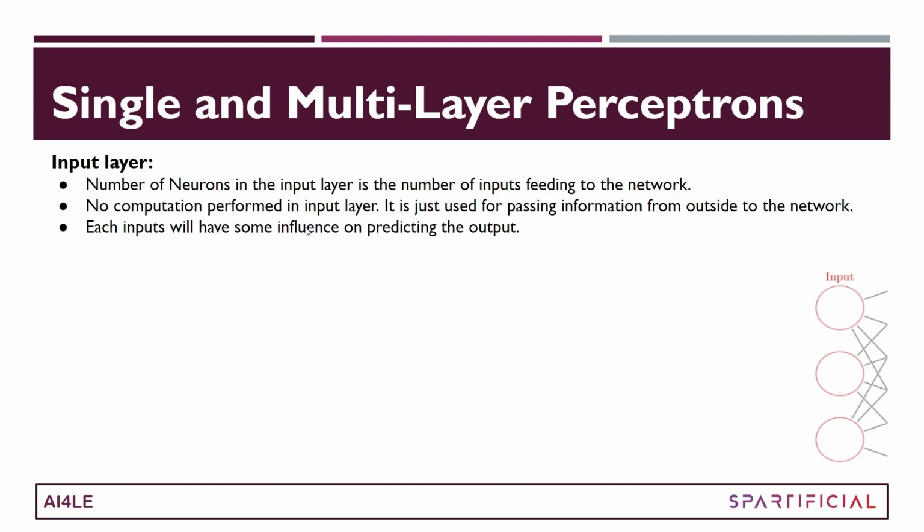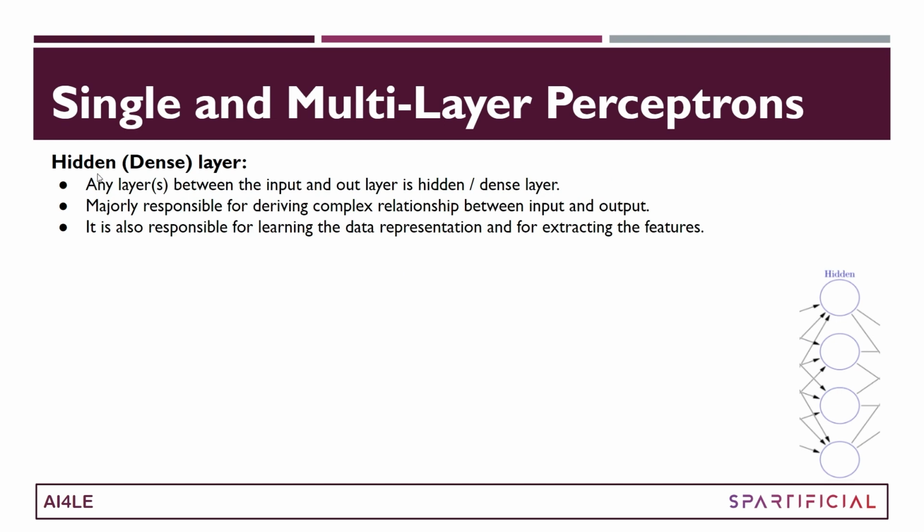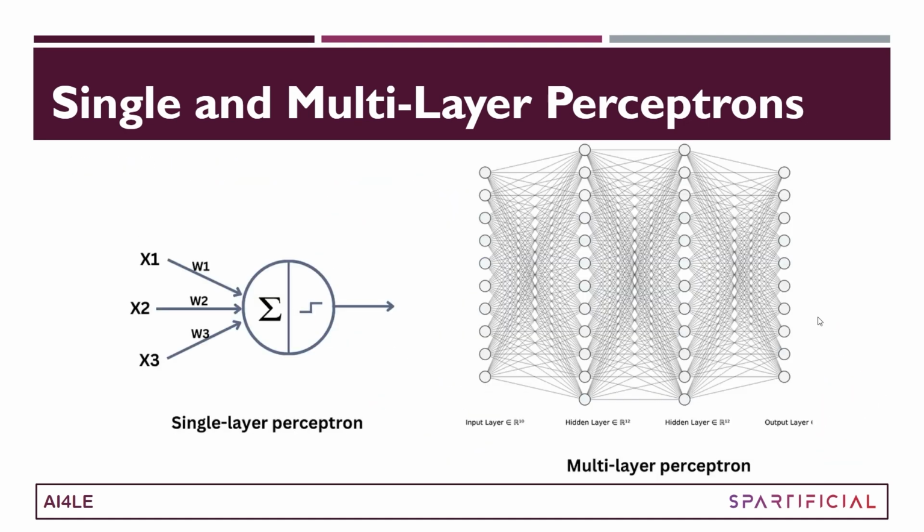Now, each input will have some influence on predicting the output. We have already seen this because of the weights associated with each and every input. That is the type of influence I'm talking about here. After this, we have a hidden layer, which we also typically call a dense layer. Any layer between the input and output layer is called a hidden layer. Even in this diagram, we can see that in between the input and output layers there are two layers, and both of them are named hidden layers.